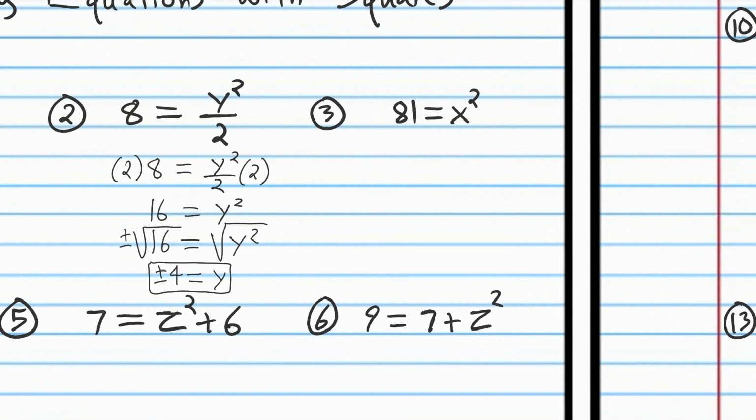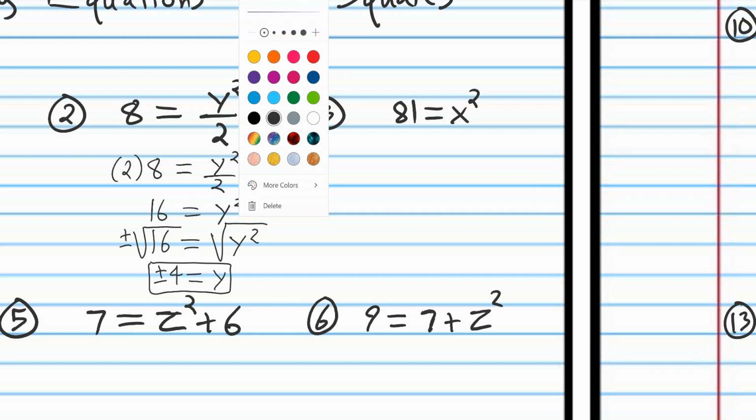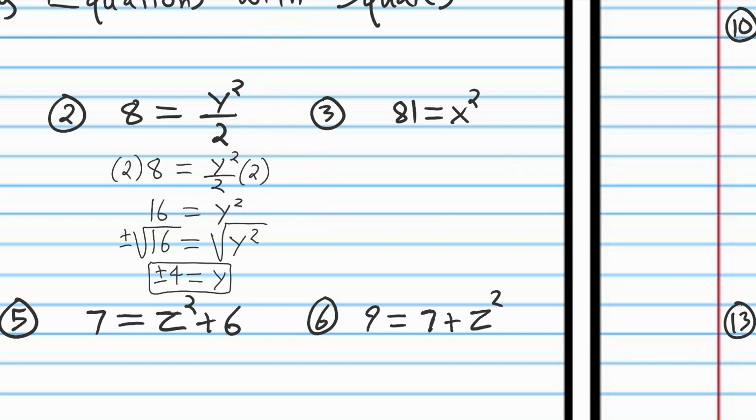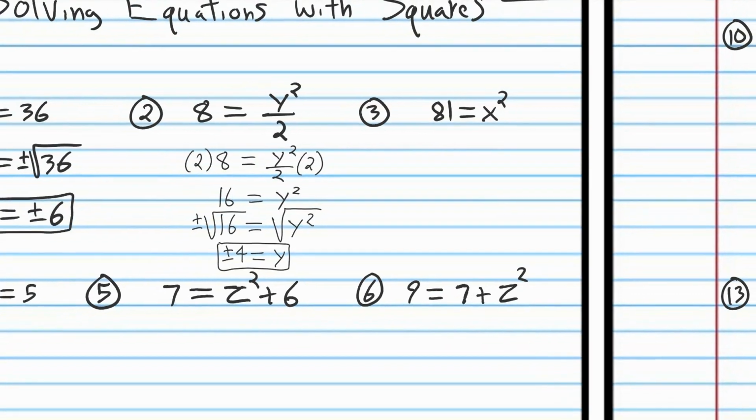All right, so now it's time for you to try. The first step is to isolate the square, but we don't need to do that here because it's already isolated. So you just have to square root both sides to get your answer, and be sure to write your plus or minus. So go ahead and try number 3, and when you come back, we'll do it together.